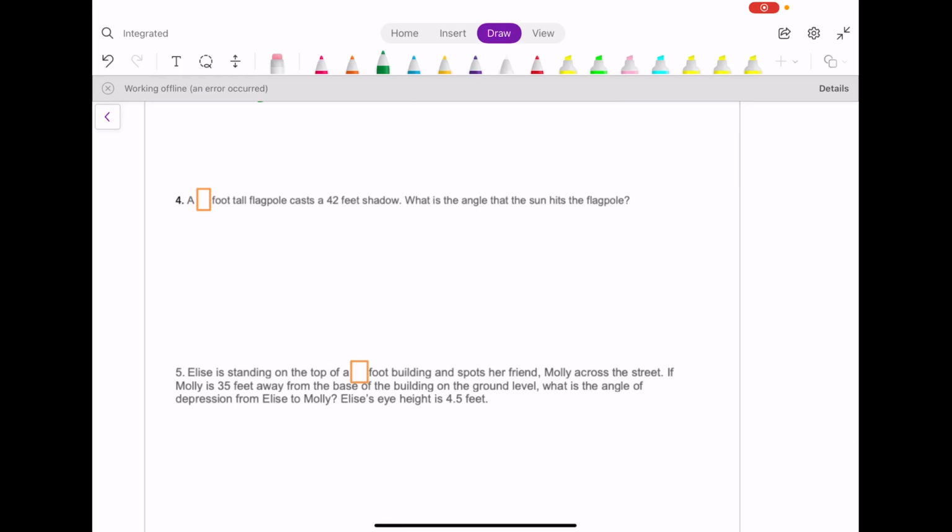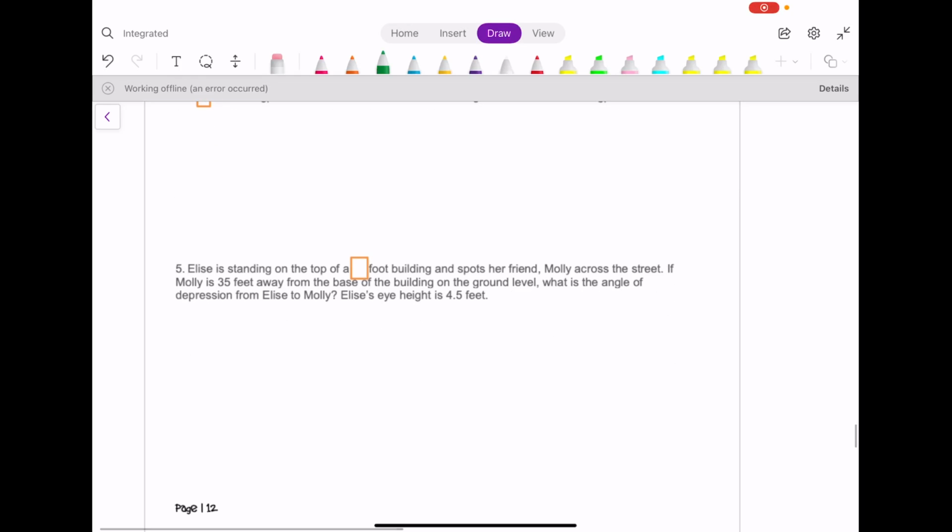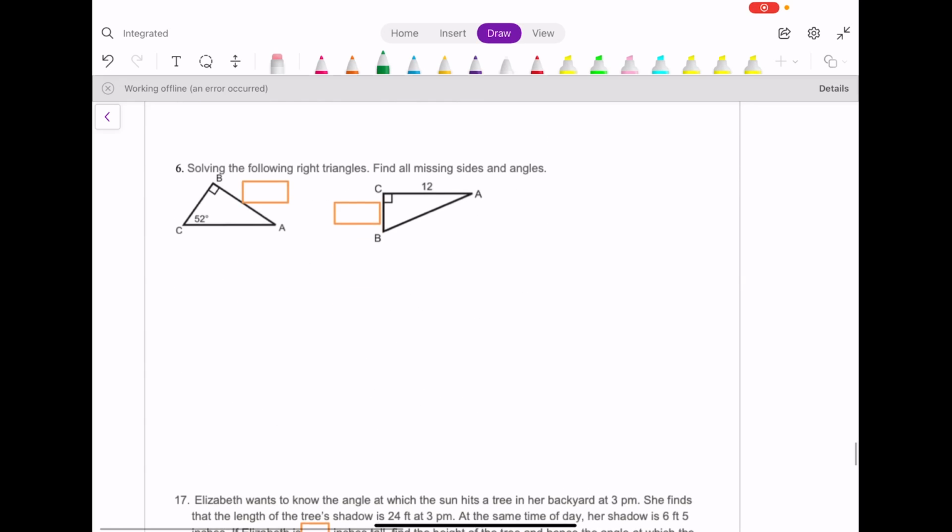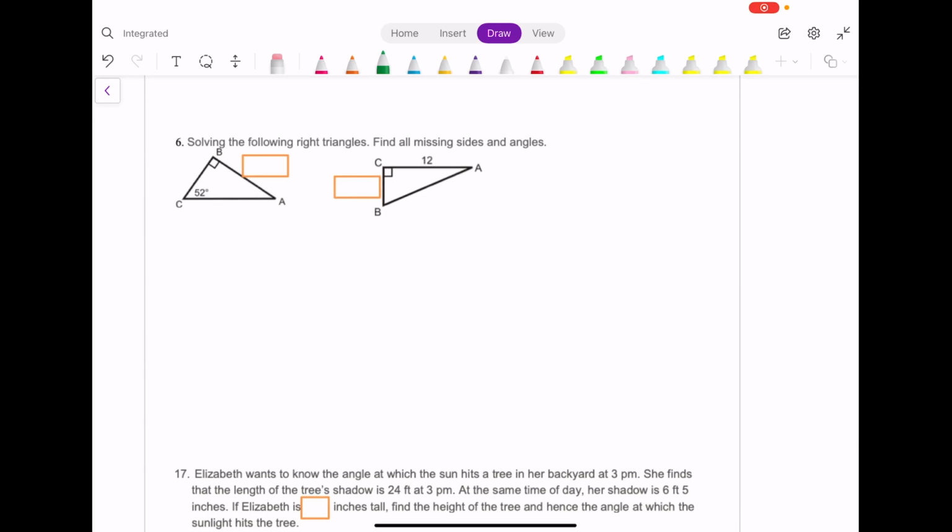For number 4, you're going to do a 50-foot flagpole. For number 5, Elise is standing on the top of a 20-foot building. For number 6, okay, so you're going to solve, I do want to talk about this. You're going to solve, that should say solve.